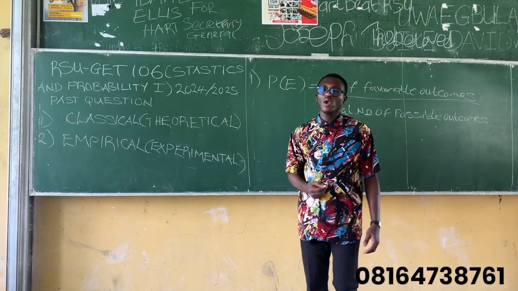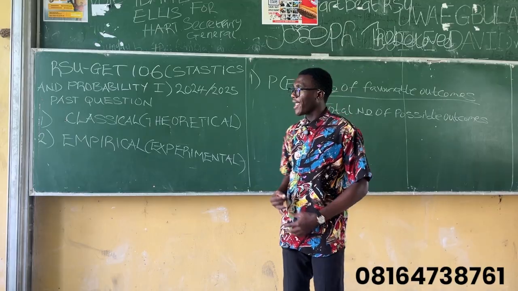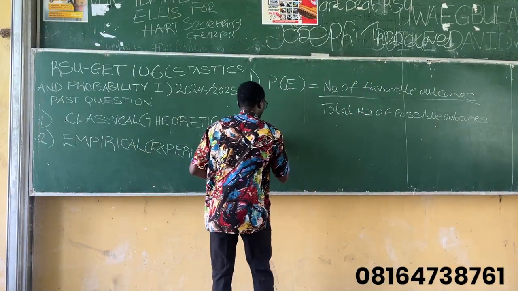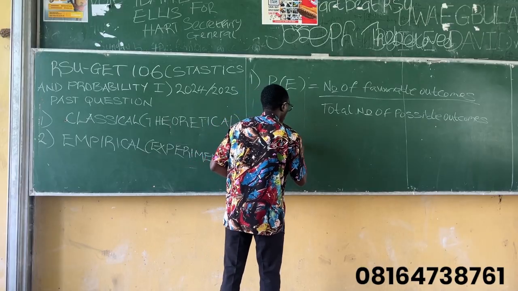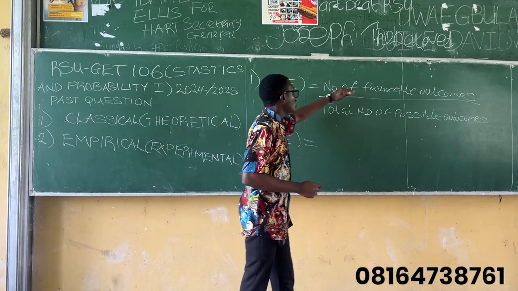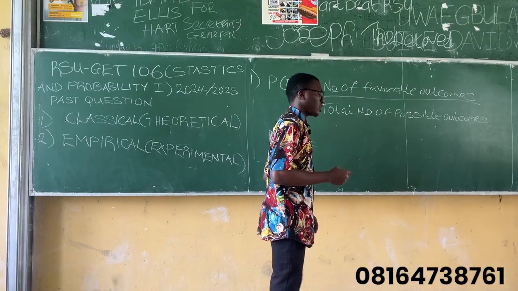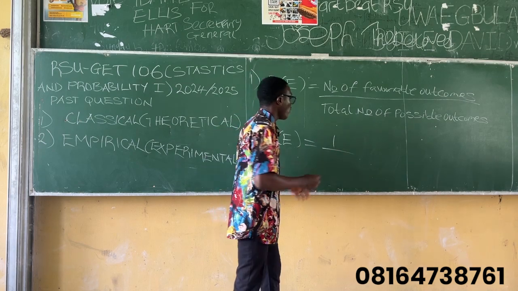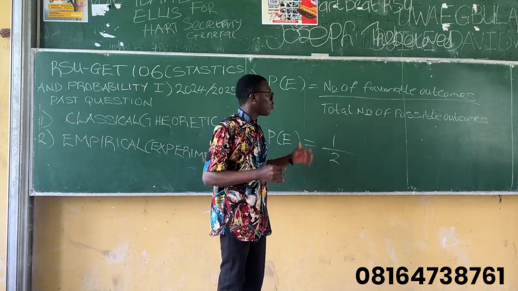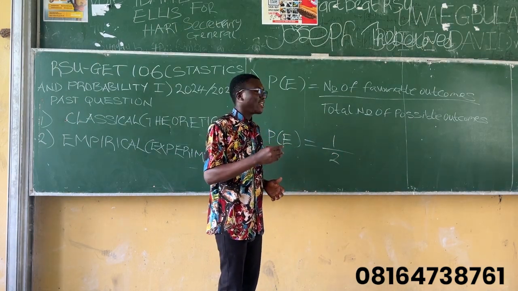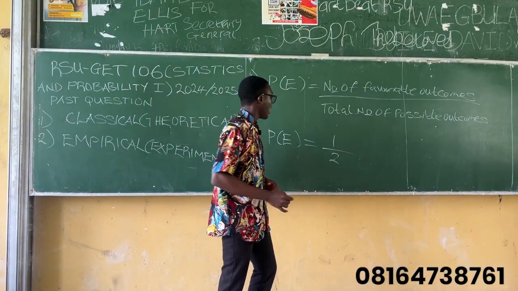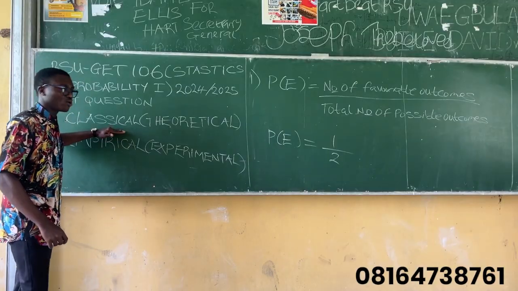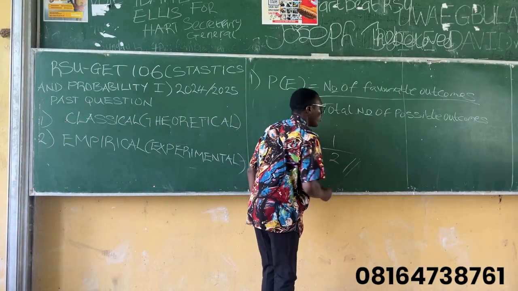So, for example, if you are asked to find the probability of getting a head when a fair coin is tossed, the probability of that event is equal to the number of favorable outcomes, which in this case is 1, divided by the total number of possible outcomes, which is 2. Because we have only 2 possible outcomes when tossing a fair coin. You either get head or you get tail. Hence, the probability of this event occurring, according to the classical method, is equal to 1/2.